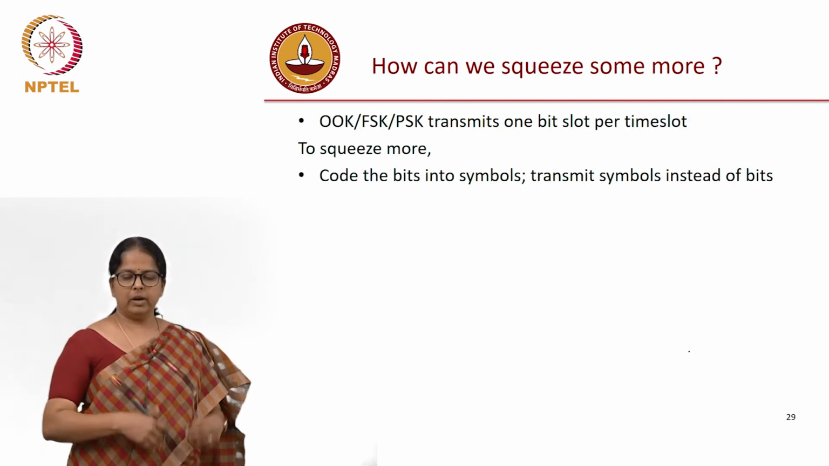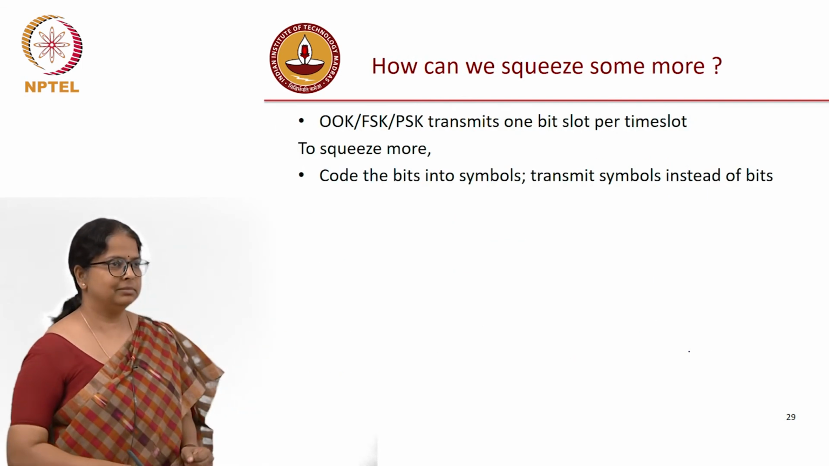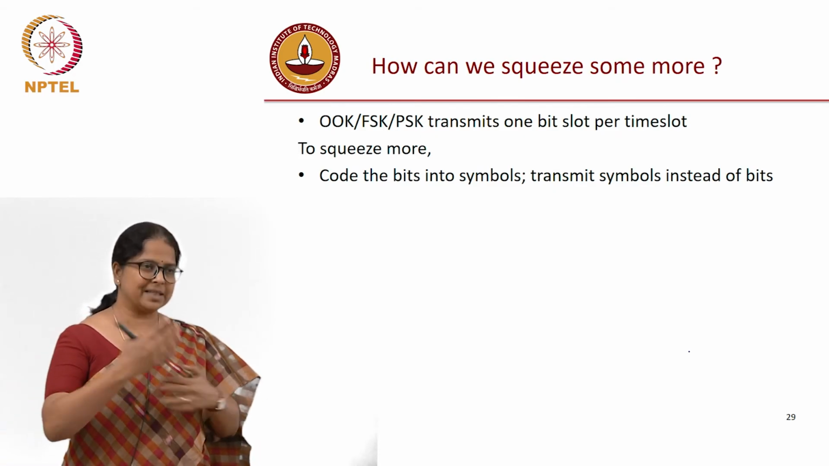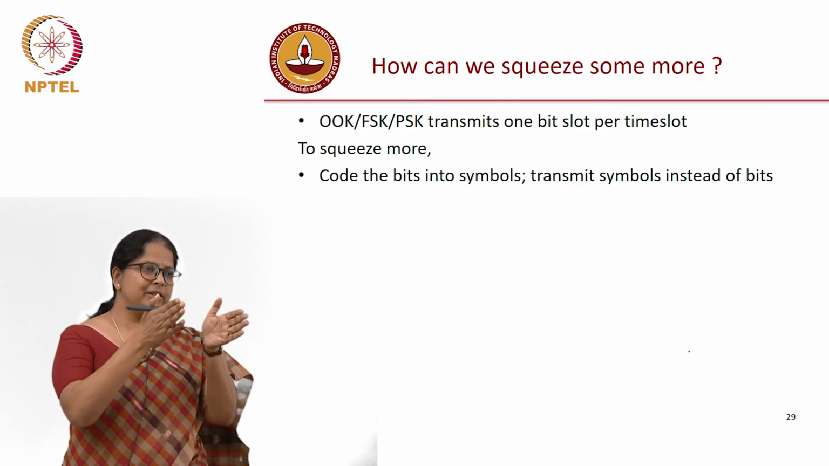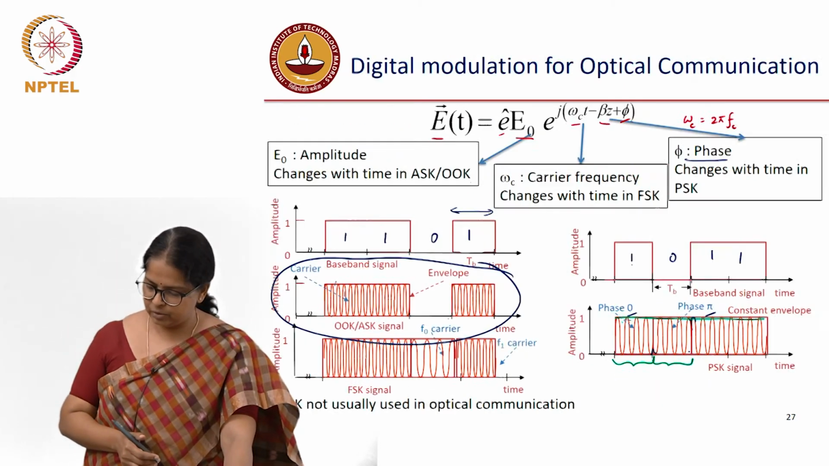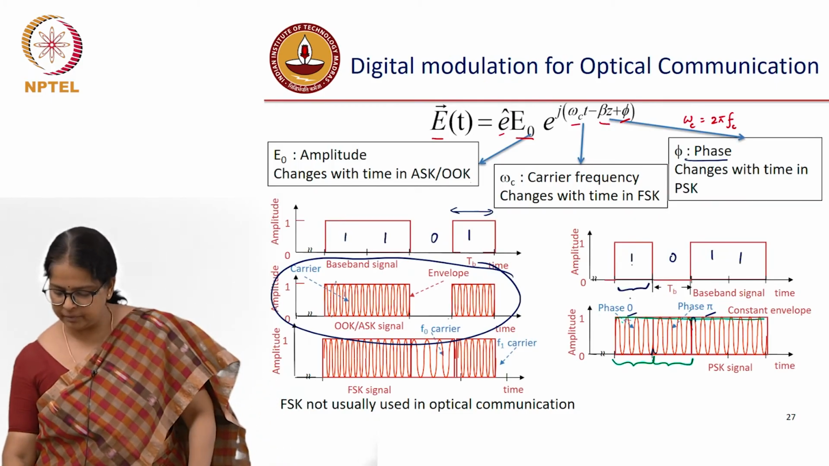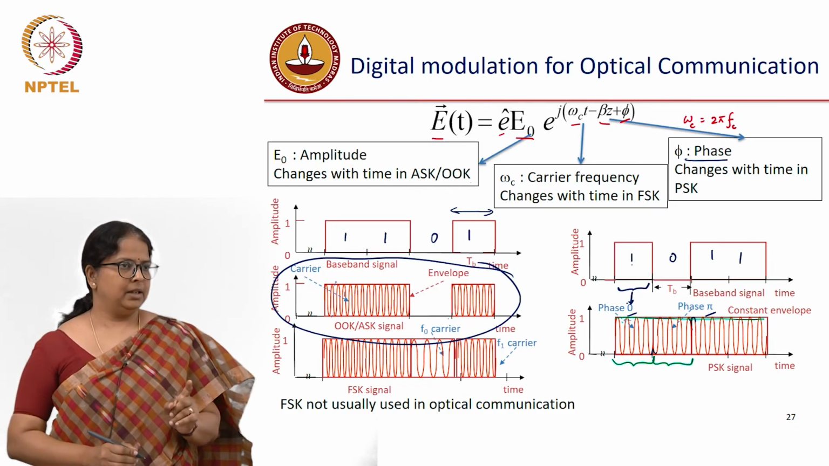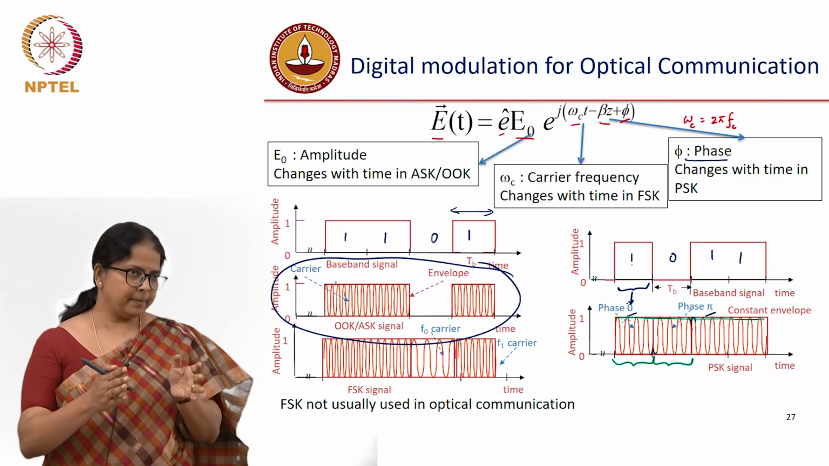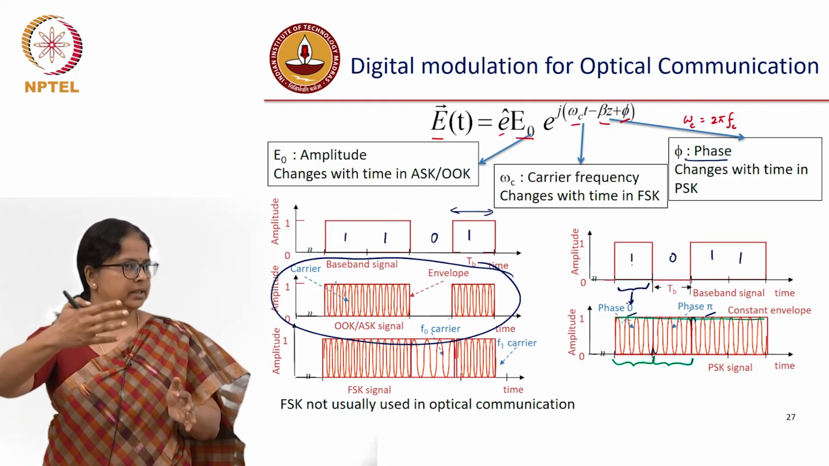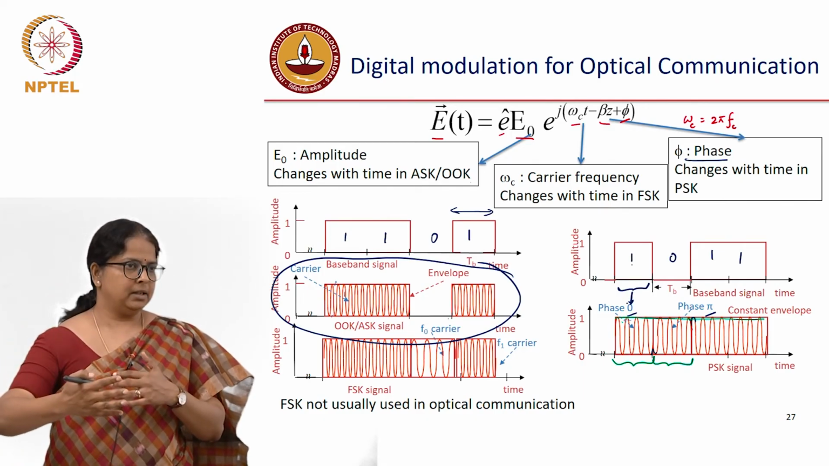Now, how can we squeeze some more? What are we trying to squeeze? We are trying to squeeze some more bits in one bit duration. Here what did we do? Every bit slot, we transmitted only one bit. The question we are asking is, keeping the bit slot the same, can I squeeze some more bits? Can I put in some more bits?